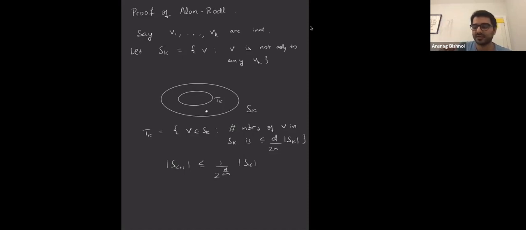So you can't pick too many times from outside T_k because of this. You can pick only up to a certain number of times. And in the remaining times you pick from T_k, but by the expander mixing lemma, you can bound the size of T_k by something like 2n lambda over d.